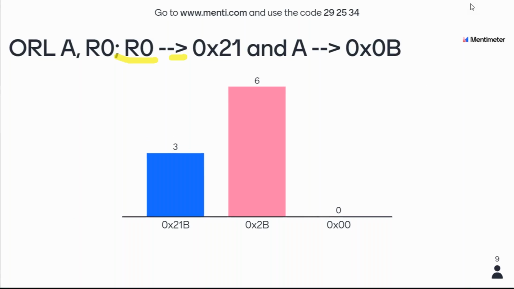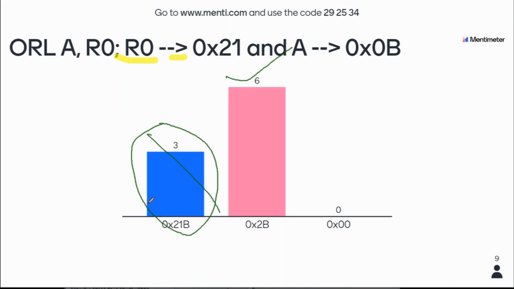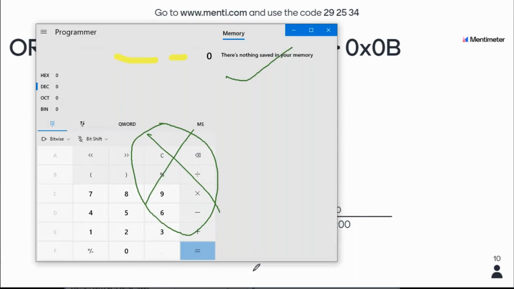Okay, I think this answer is right. 0x2b is right and 0x21b is wrong. We will try to look at it from a calculator view and see what is going to happen.